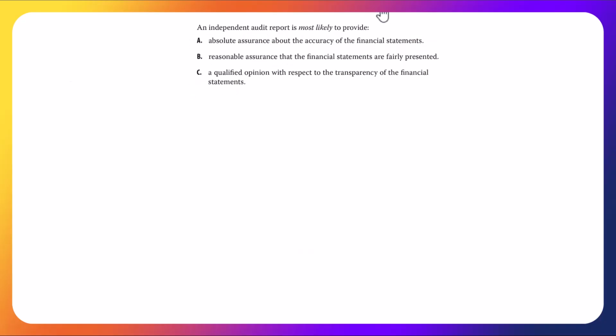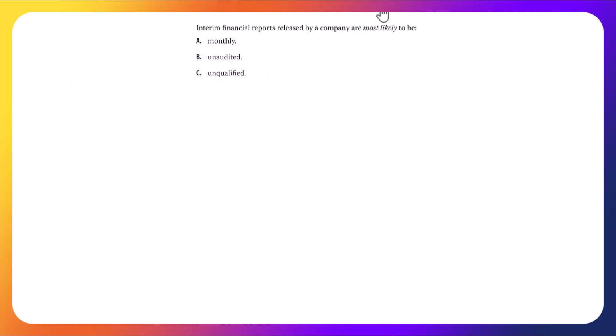An independent audit report is most likely to provide absolute assurance? No, you can't do that. Reasonable assurance, yes, that the financial statements are fairly presented. That's what auditors are about. C, a qualified opinion. It's not most likely to give a qualified opinion. Very few opinions are qualified. That means there's an issue with respect to the transparency of the financial statements. No, it is B.